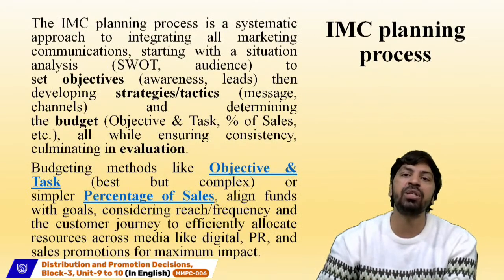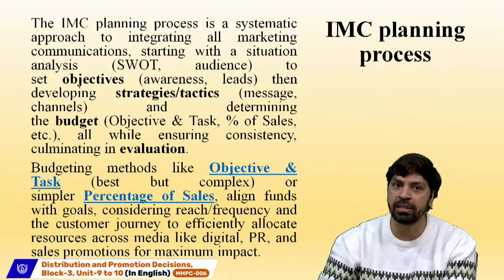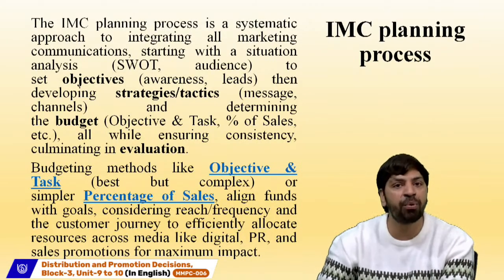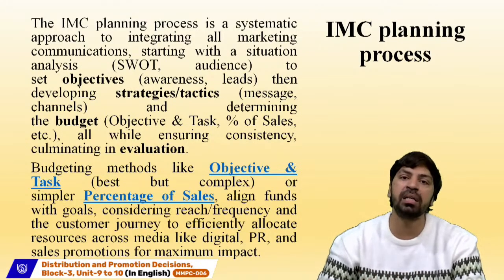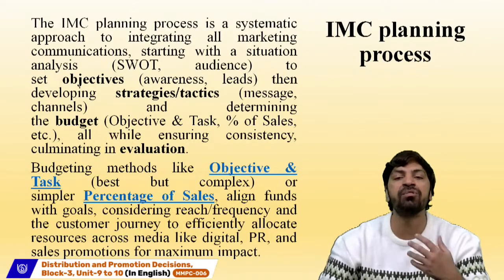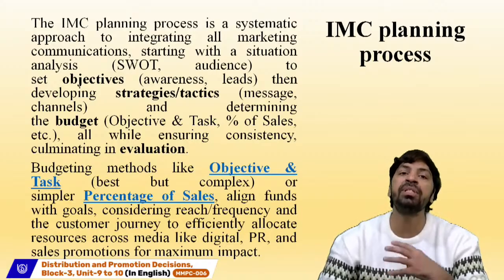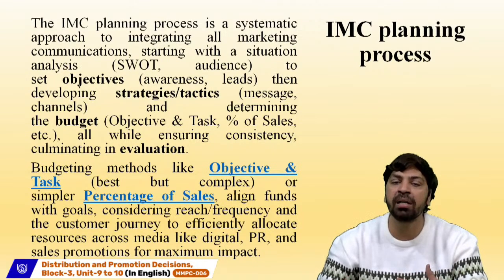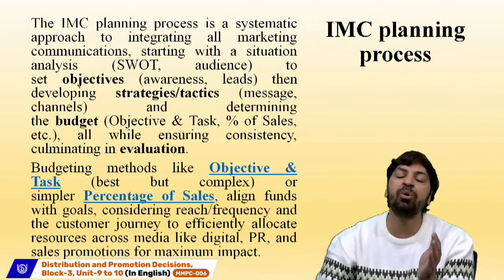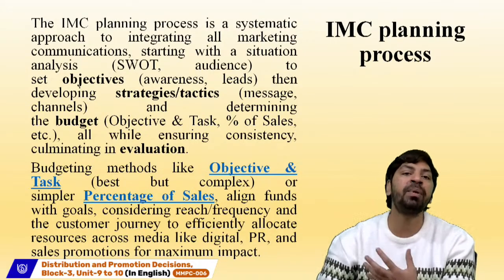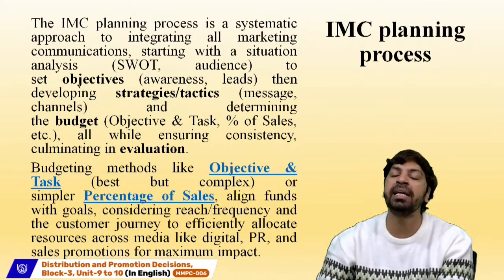The next section is the IMC planning process. The IMC planning process is a systematic approach to coordinate and integrate all marketing communication. It starts with the situation analysis, like the SWOT or the audience analysis, to set the objectives, to create awareness or leads in the market or on online platforms, and then accordingly develop the strategies, like creating messages or using the appropriate marketing channels, and then determine the budget.